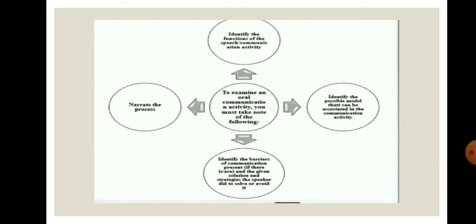Next is identify the possible model that can be associated with the communication activity. If it's Aristotle's speaker-centered model, Schramm's model, source message channel receiver or SMCR model, linear communication model, interactive communication, or transactional communication model. Lastly, identify the barriers of communication present, if there are any, and the given solutions and strategies the speaker did to solve or avoid it.